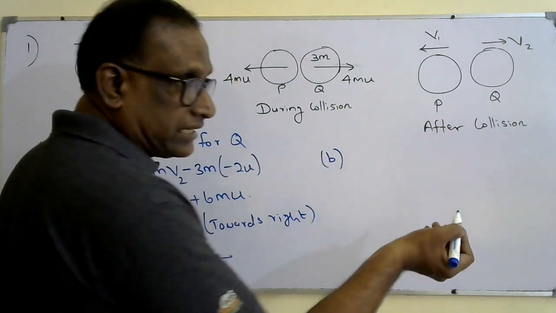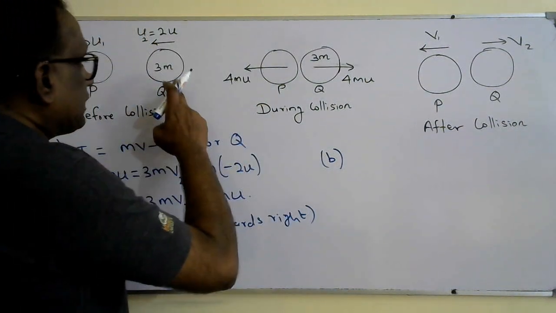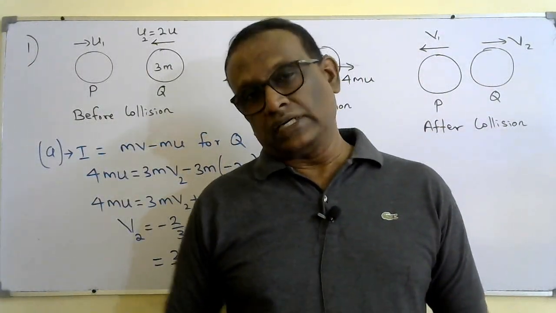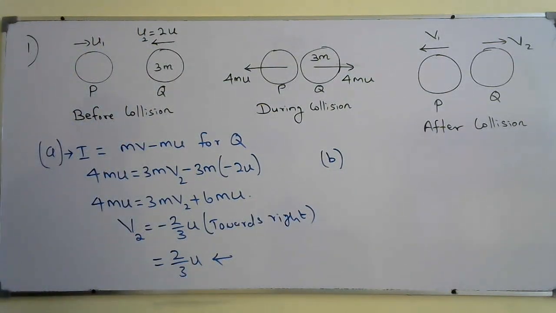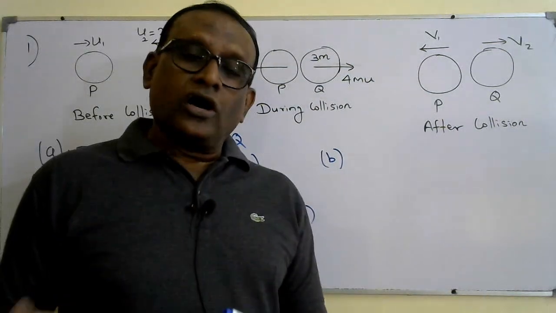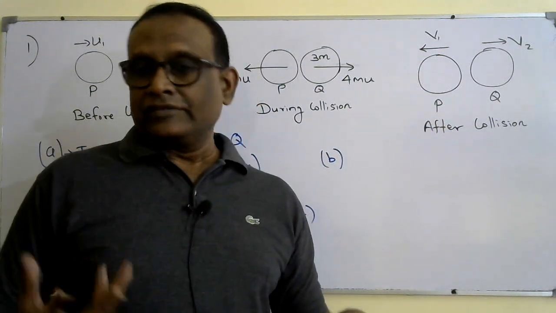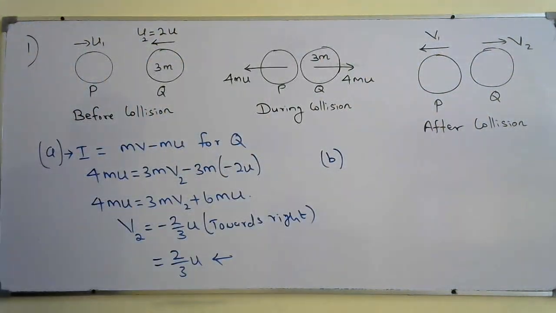The direction after collision is same as the direction before collision. The velocity of Q after collision has the same direction as before collision. You can tell that for B. Okay, I am not writing it. You should say there is no change in direction of the velocity of Q. Whatever it is, after collision and before collision, same direction.